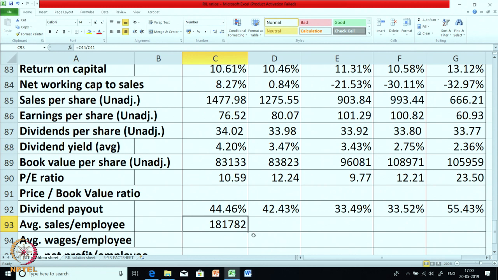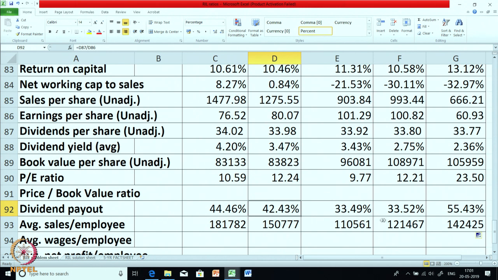181,782 millions per employee, and you can see there is a fall because there has not been much increase in the sales. In fact, there was a decrease in the sales, and only in the last year there is a slight rise.